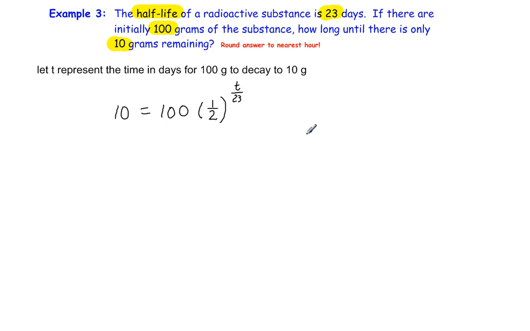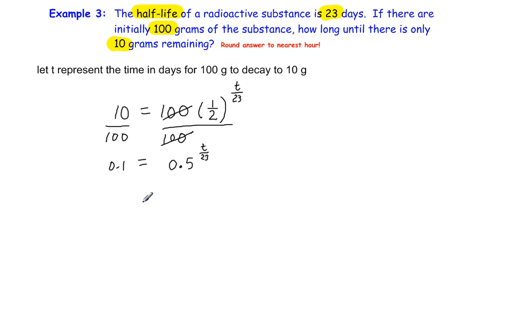So now this problem becomes just like the last two. We have to obviously solve for T. So as we did in the last couple of examples, we'll divide both sides of this equation initially to get rid of the factor in front of the power. So divide both sides by 100. And that leaves us with 0.1 on the left equals, well, we'll rewrite the base 1/2 as 0.5, and that is raised to the exponent T divided by 23.